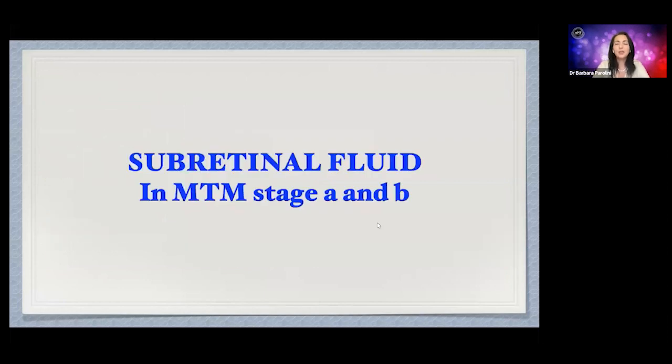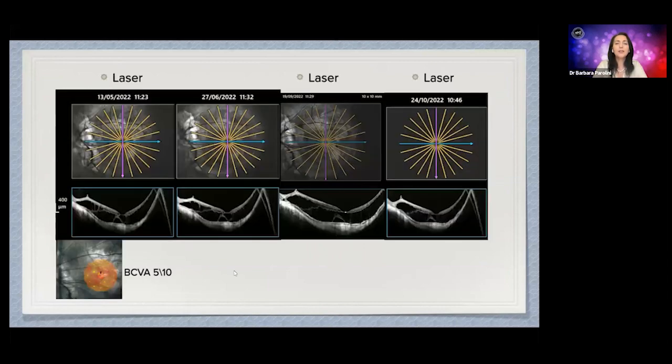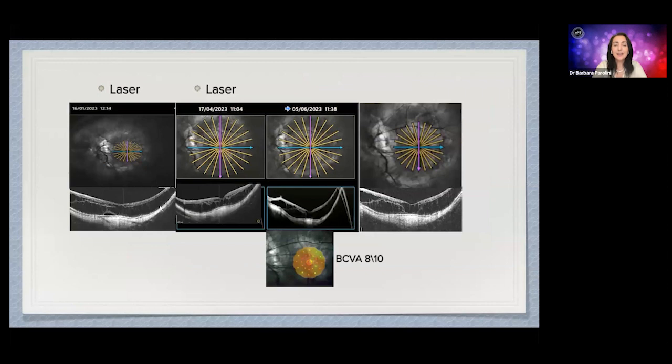So let's change subject. I was amazed to see that I could treat subretinal fluid in myopic traction maculopathy in stage A and B, meaning without full thickness macular hole. Look at this 75-year-old female. She has a schisis plus a foveal detachment, and I applied multiple laser sessions, and I can observe a progressive improvement in the subretinal fluid, and finally a total disappearance with an improvement in vision and in microperimetry.